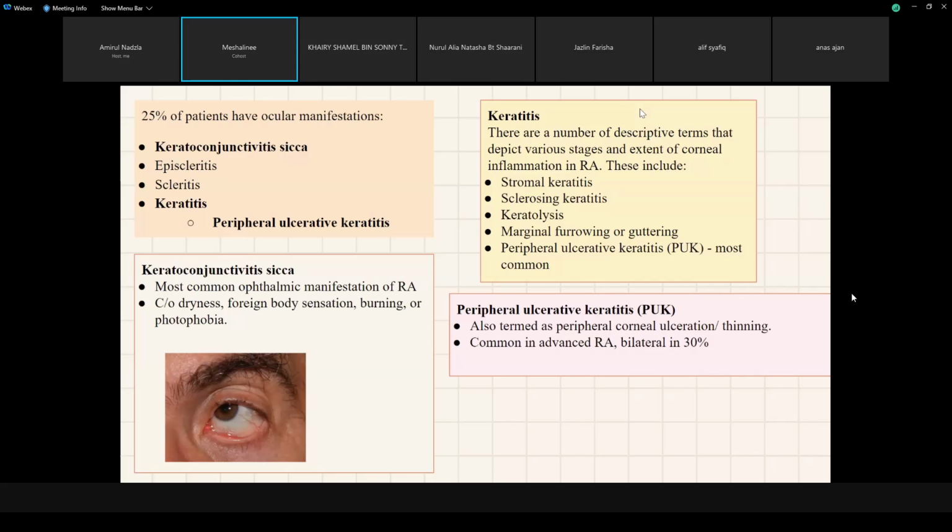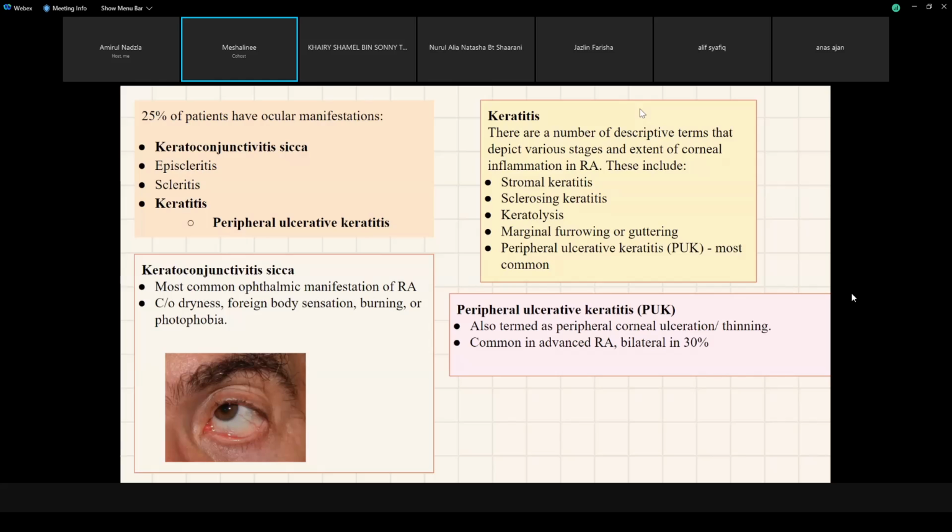Keratoconjunctivitis sicca can be defined as dryness of the conjunctiva, and it is the most common ophthalmic manifestation of rheumatoid arthritis. It's because too little tear is being produced, or the tear that's produced evaporates too quickly, which makes the eye irritated and sensitive to light. That is why patients with keratoconjunctivitis sicca will present with dryness, foreign body sensation, burning, or photophobia. Usually artificial tears and punctal plugs can help relieve the symptoms.